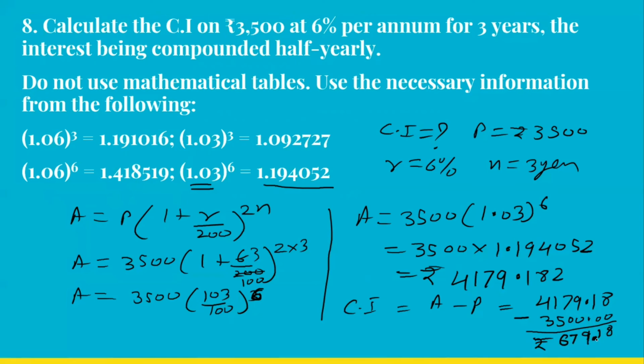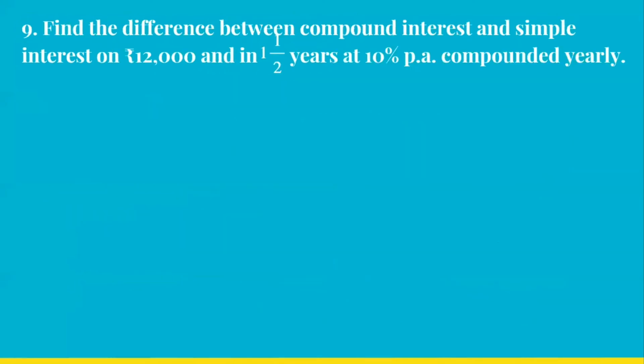So rupees 679 and 18 paisa is the compound interest that you get over here. So the question is easy because this was given to you. Okay. Let's move on to question number 9.